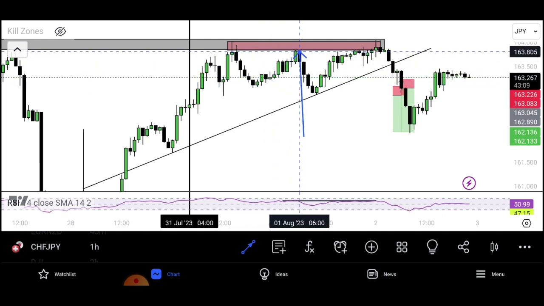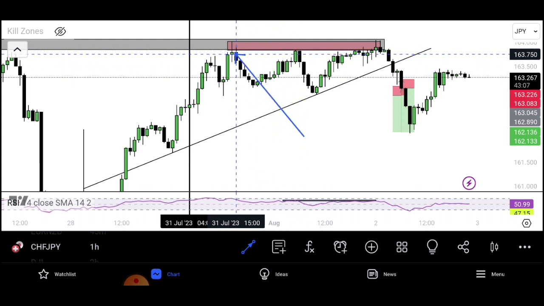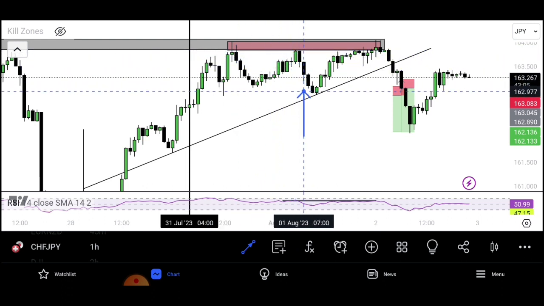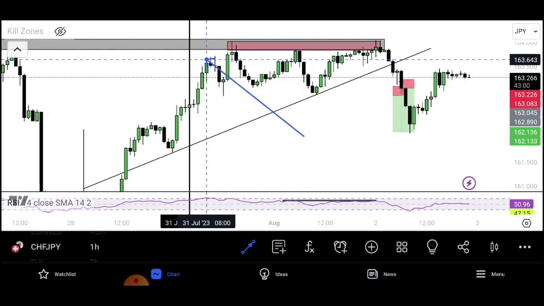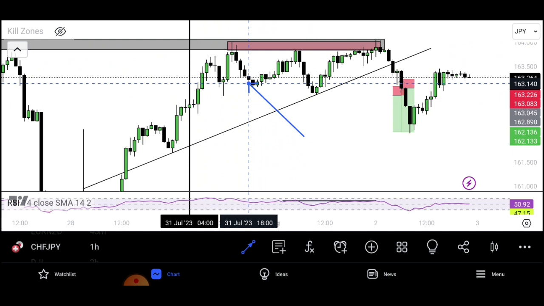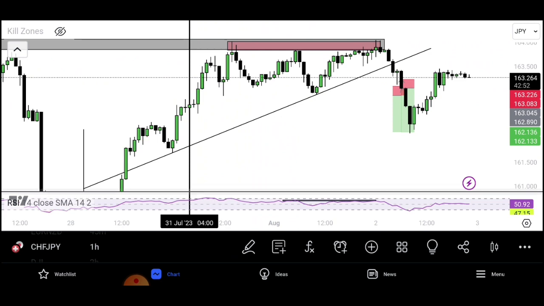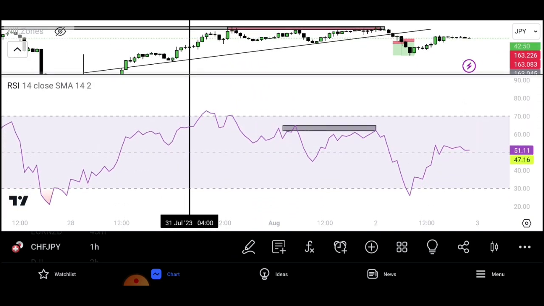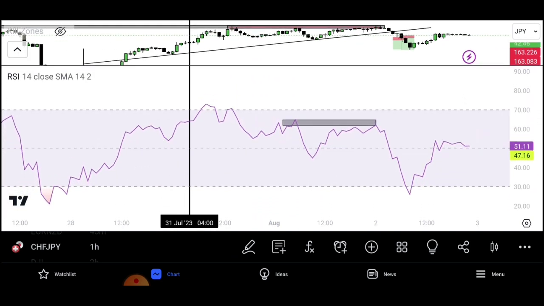And then we started respecting the highs and disrespecting the lows. So first of all, this is the way the trend of the market is, right? A very, very beautiful uptrend. But something is just happening on the RSI aspect, right? I will show you guys that.